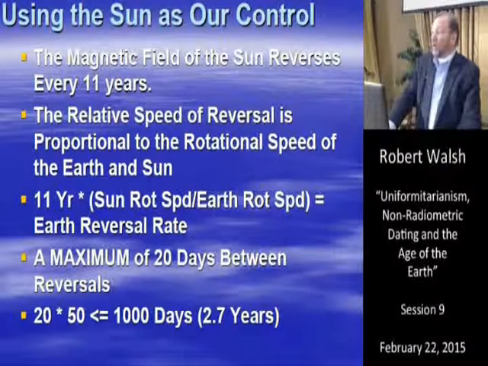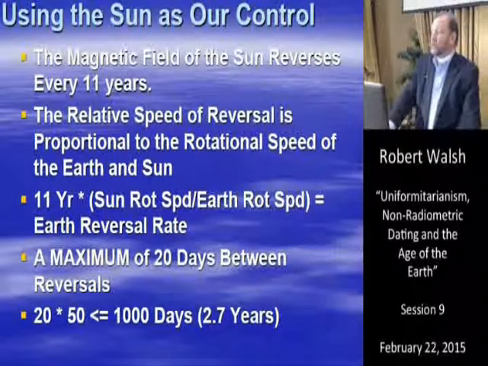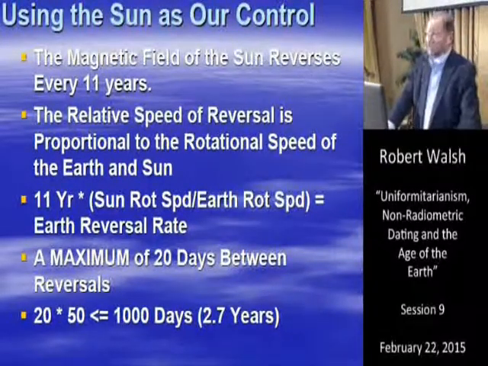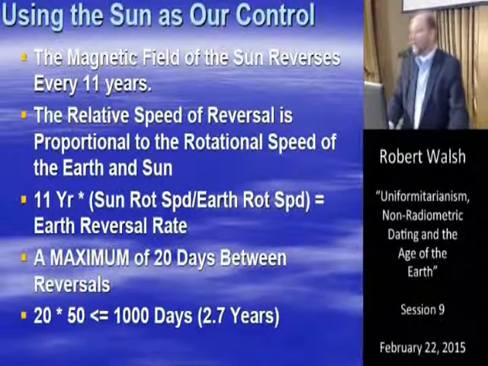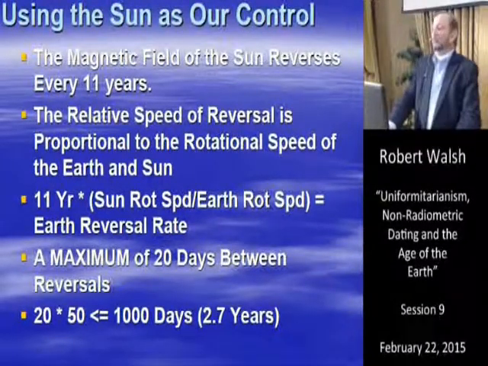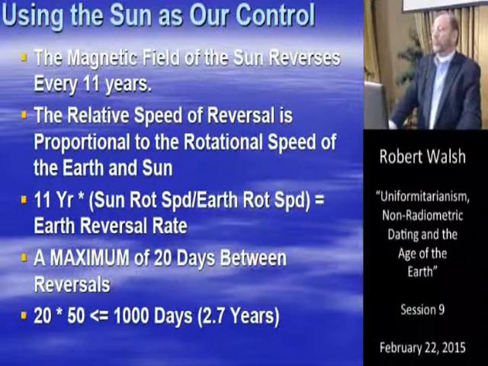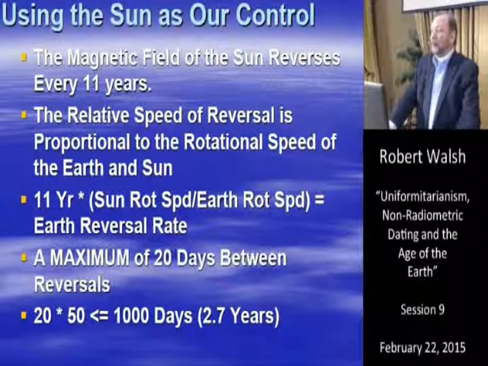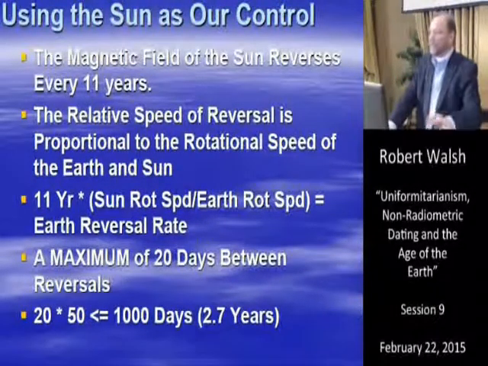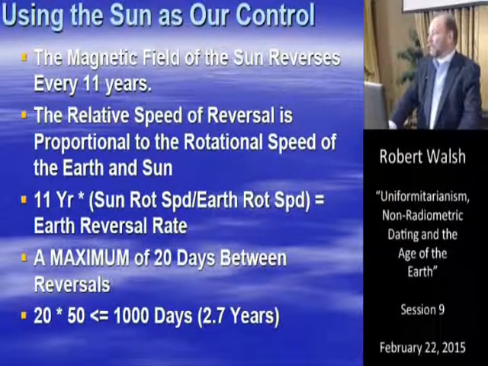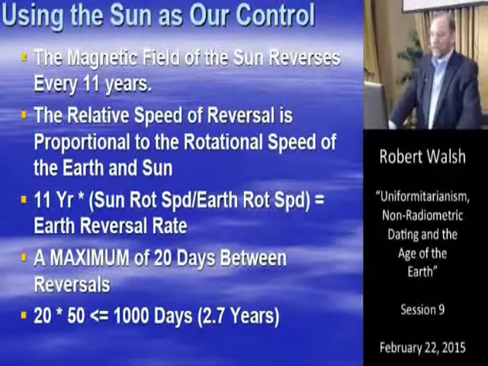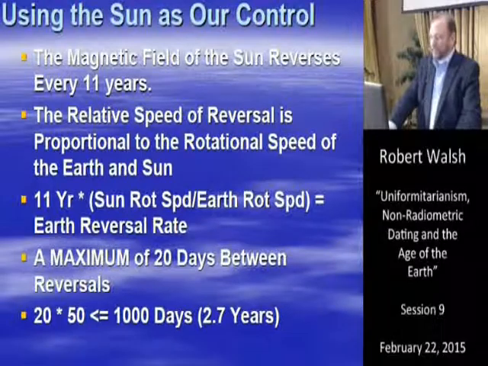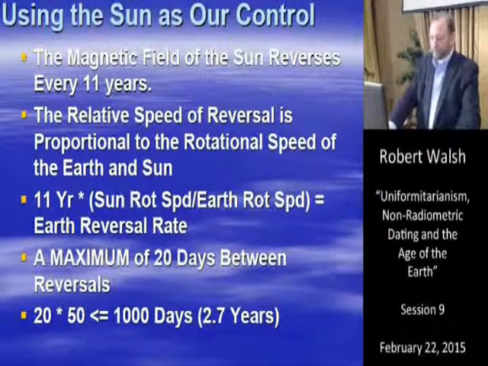So the creation model can be used to predict these reversals. And Humphreys' model, he has used this for other planets in the solar system and has been very accurate. Not so much for the reversals, but for the strength of the magnetic fields of these planetary bodies. So it's not a bad model.